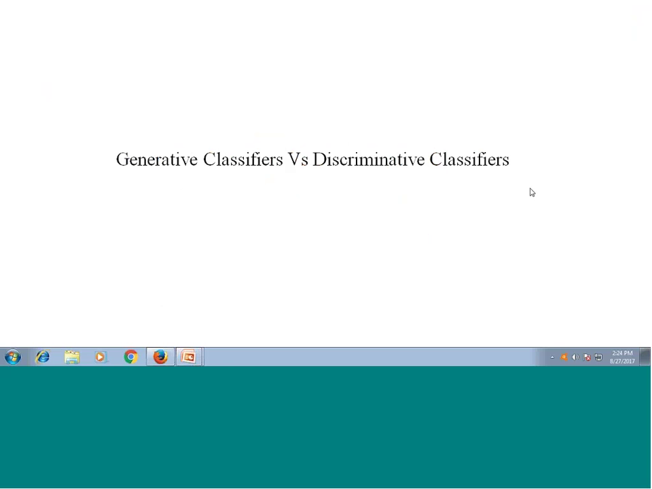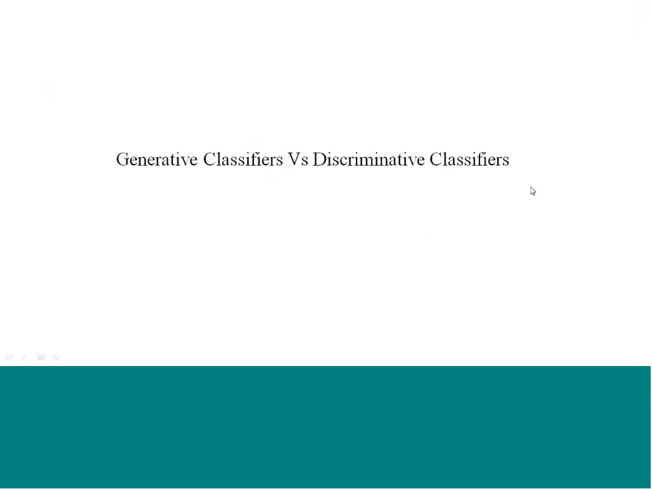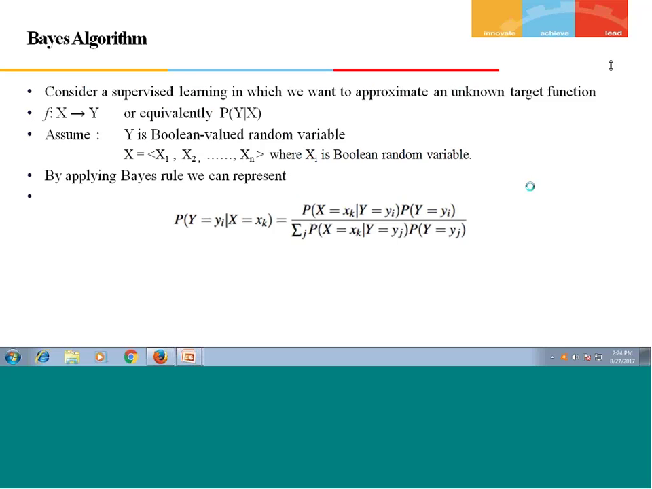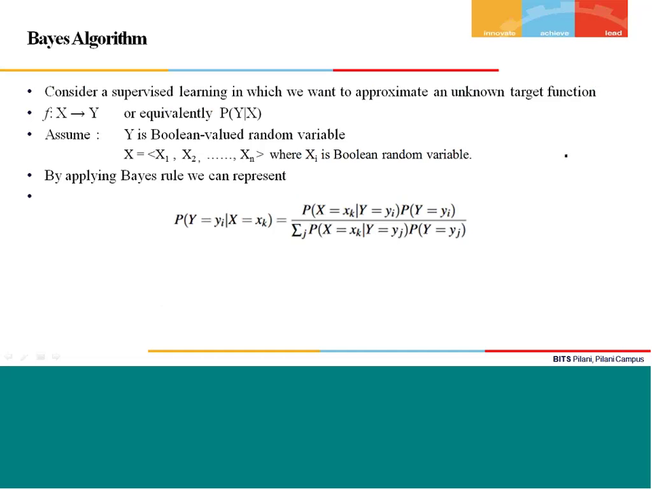Okay. So far I have discussed the difference between MLE and MAP, and now I'm going to discuss generative classifiers and discriminative classifiers. Generative classifiers first. Generative classifiers means that I have a function like p of y given x, and there are a number of ways to estimate that probability.